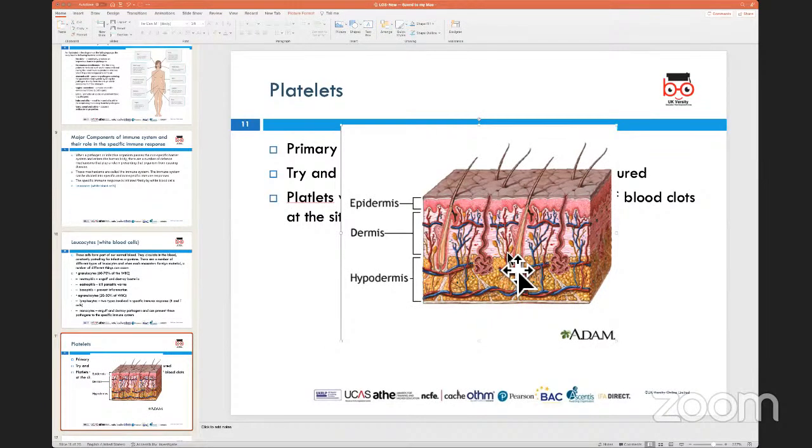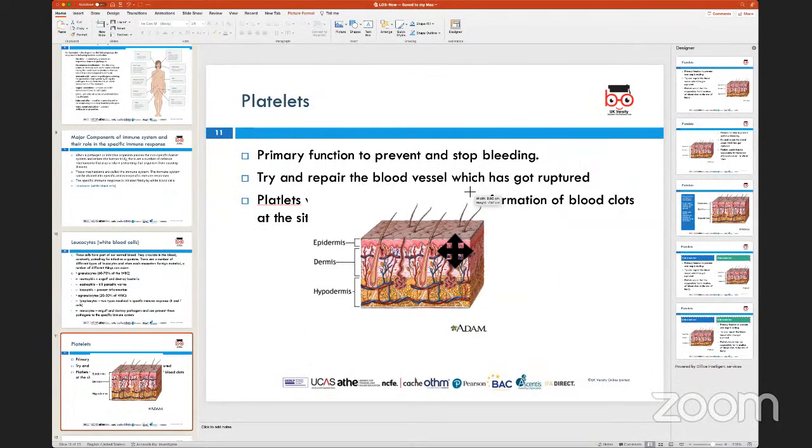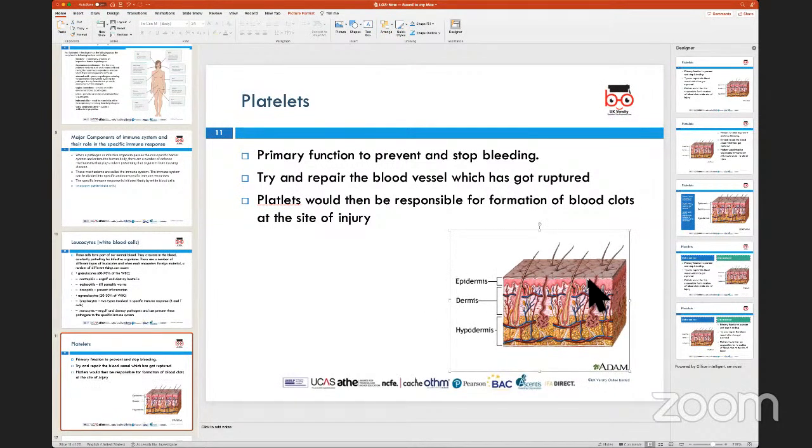So if you see the structure of the human skin, it has 3 layers. You have the first layer, which is called the epidermis, which is the outer layer. Then under the outer layer, you have what is called the dermis, which is where all your blood vessels, nerve endings, and things like that are in the skin. And then you have the hypodermis.